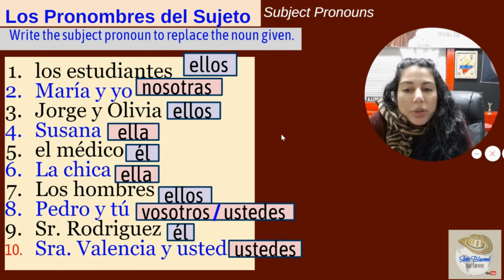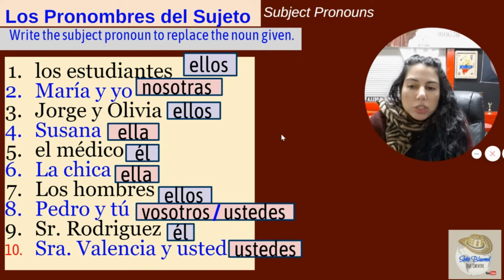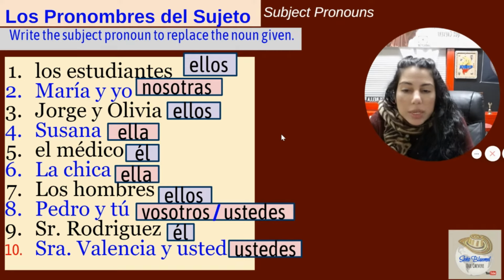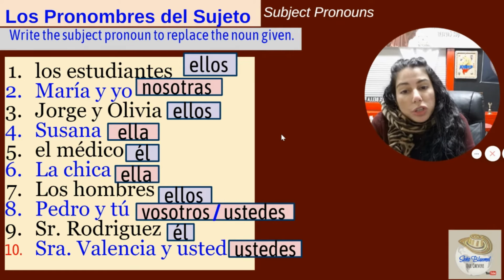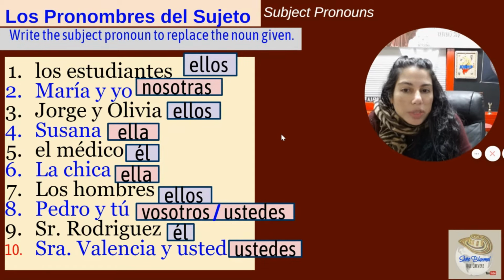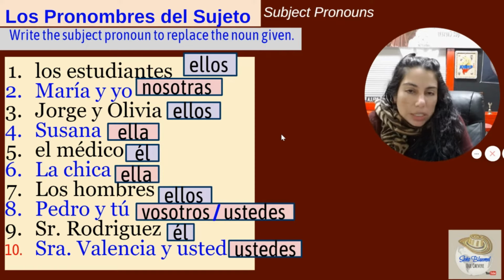And then Pedro y tú. Pedro is él, and tú is you informal. So the plural of tú is either vosotros or ustedes, right? Whenever tú has somebody else in the picture, you're always gonna go with the plural of tú, which will be vosotros or ustedes. Vosotros will be used in Spain. Ustedes will be used in other countries.